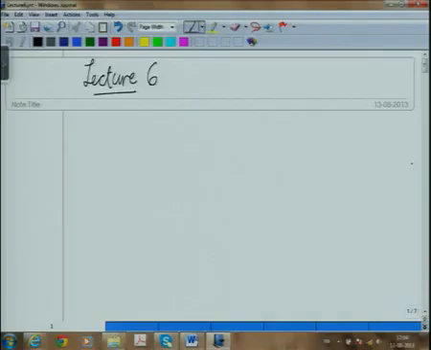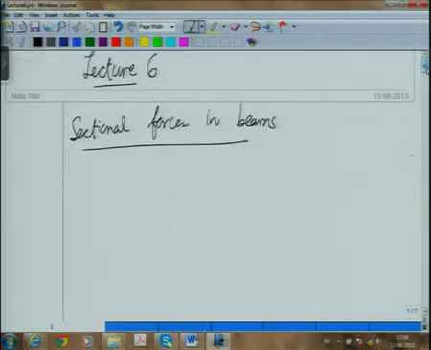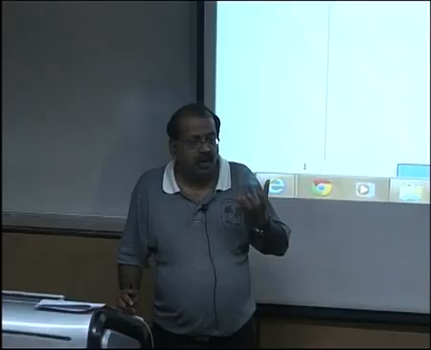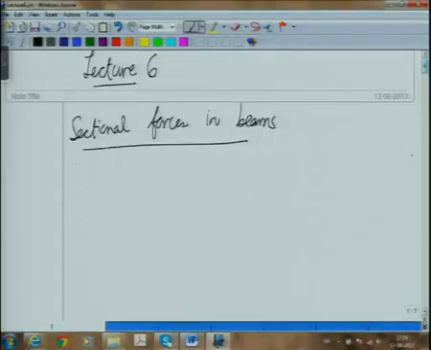Today we will start on and look at sectional forces in beams. We are still in the statics realm of mechanics, that means things are not moving, where everything is fixed. In the last class we saw how to look at the problem of trusses, and now often when we encounter structures we encounter what we term as beams.